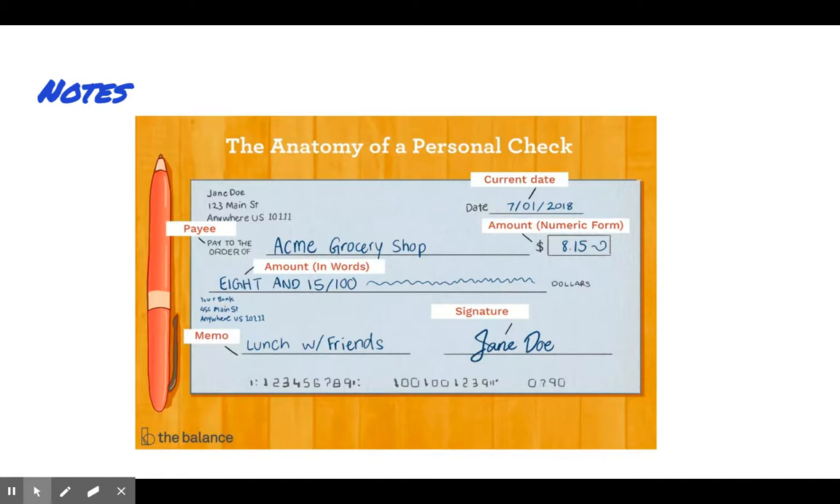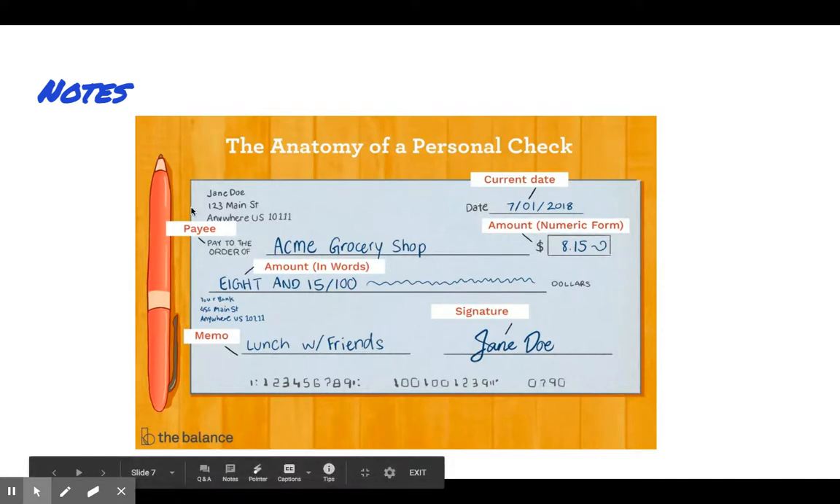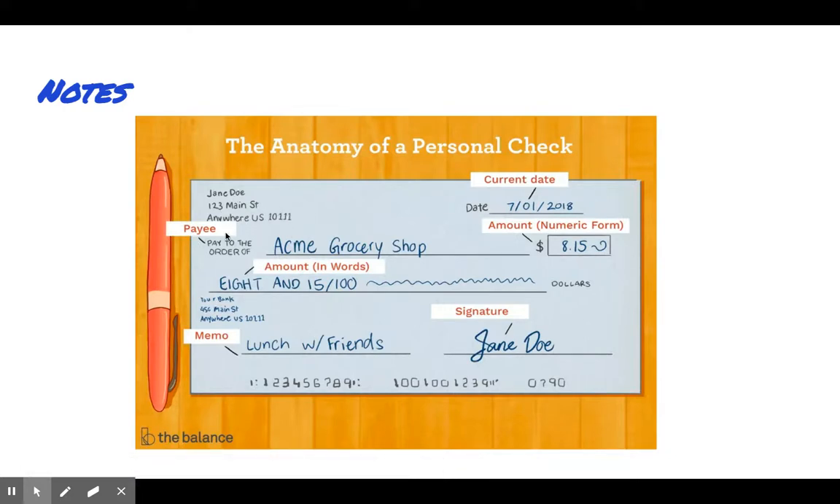So normally in this end, it'll have your first and last name, Jane Doe, and your street address is written there so that people know where to find you. So you need to know when you're filling in your check, you're going to put the date. In this example, it was July the 1st, 2018.